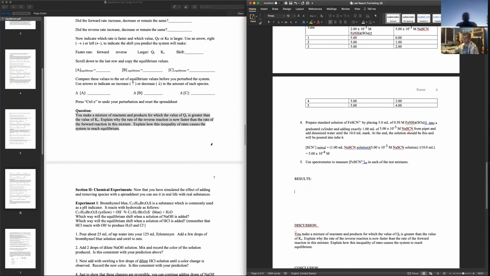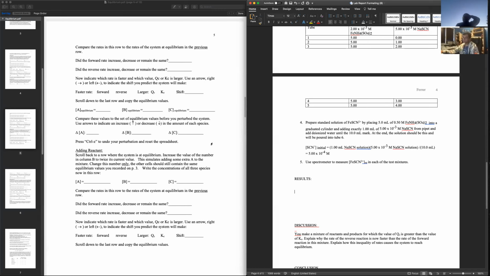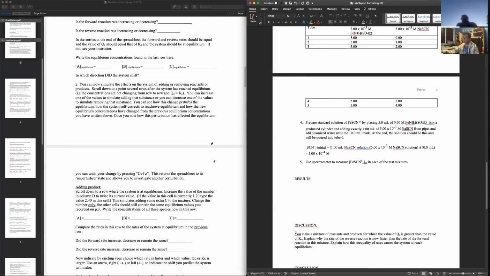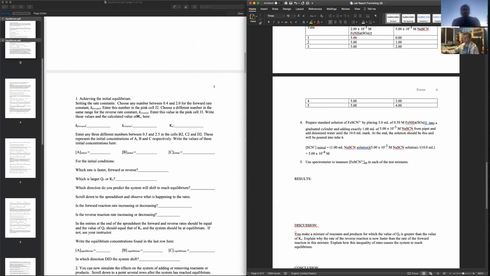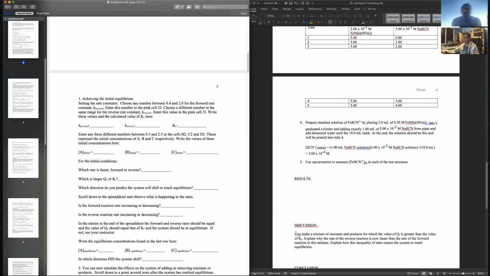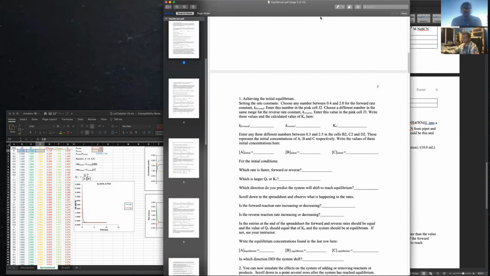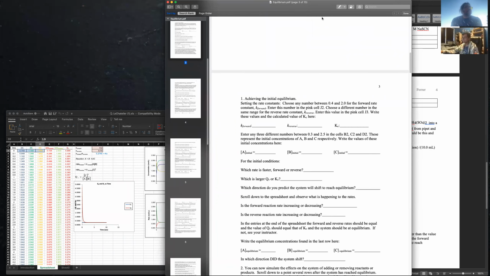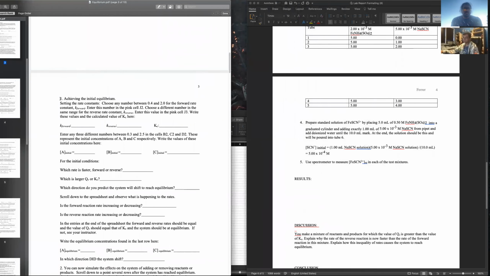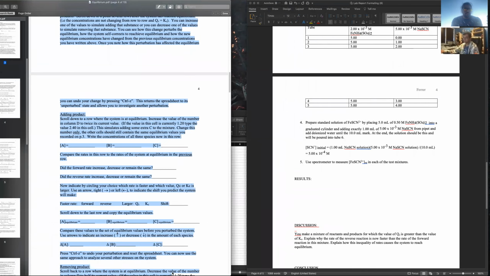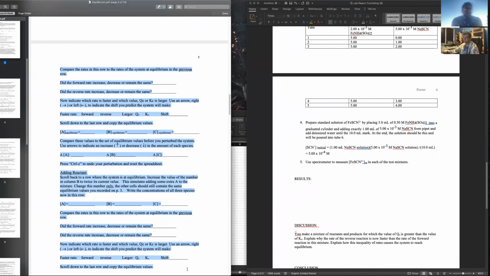Okay, so kind of confused as what's asking me to do here. So let's see. Okay, so let me copy and paste. They say to copy and paste these pages.